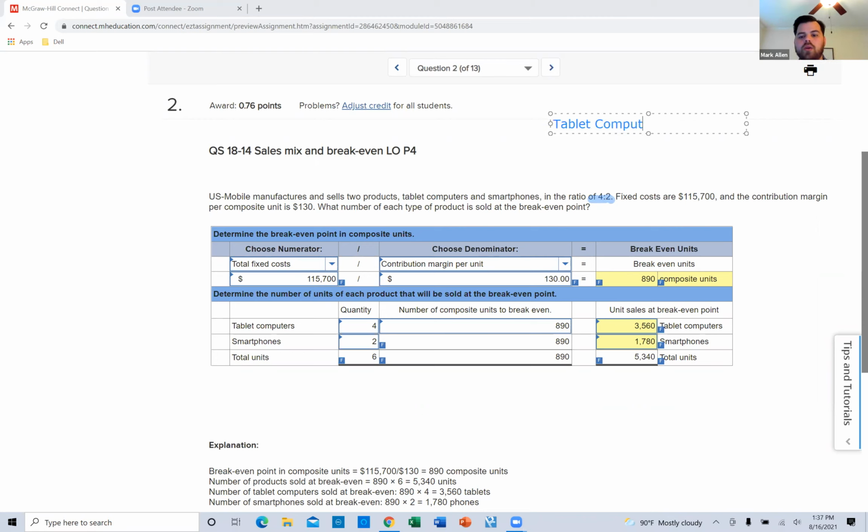We've got tablet computers and we've got smartphones. And every time we sell a composite unit, we sell 4 tablet computers and we sell 2 smartphones. So that means a composite unit is actually 6 individual units. So using that ratio, we're going to be able to figure out exactly what that breakdown is.